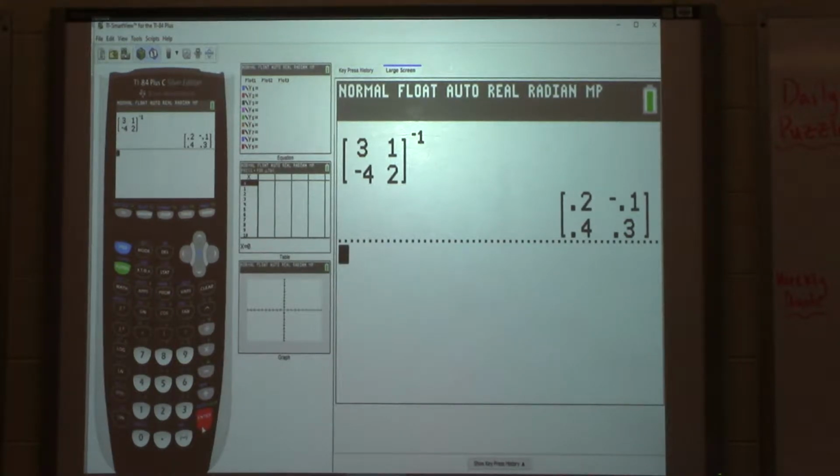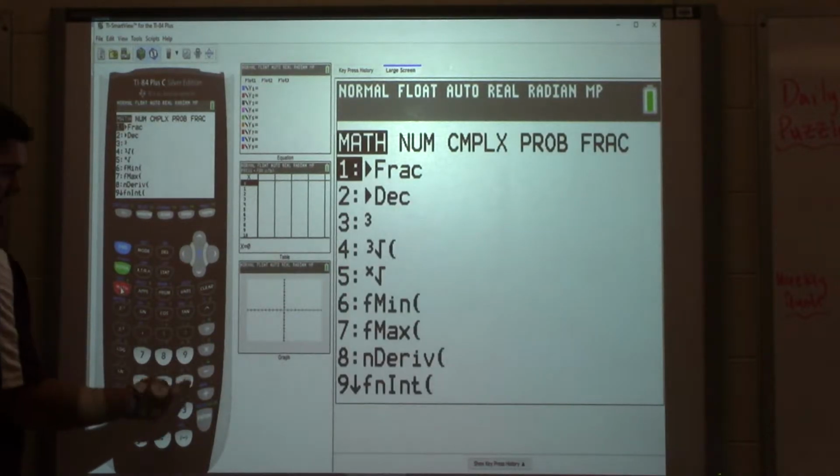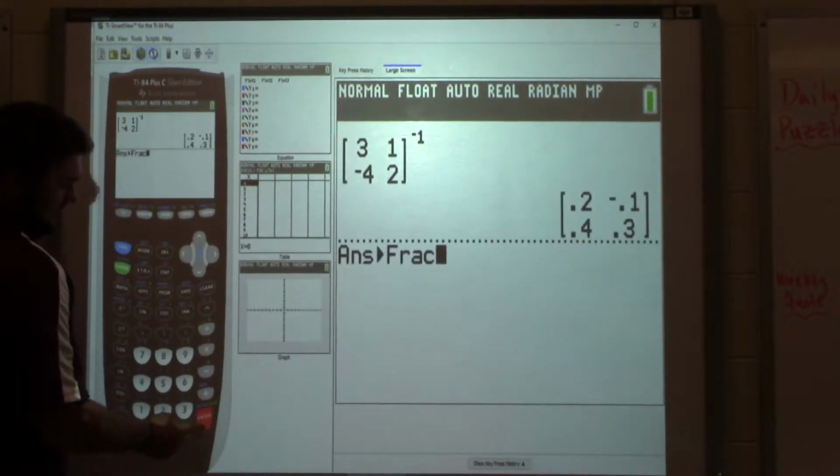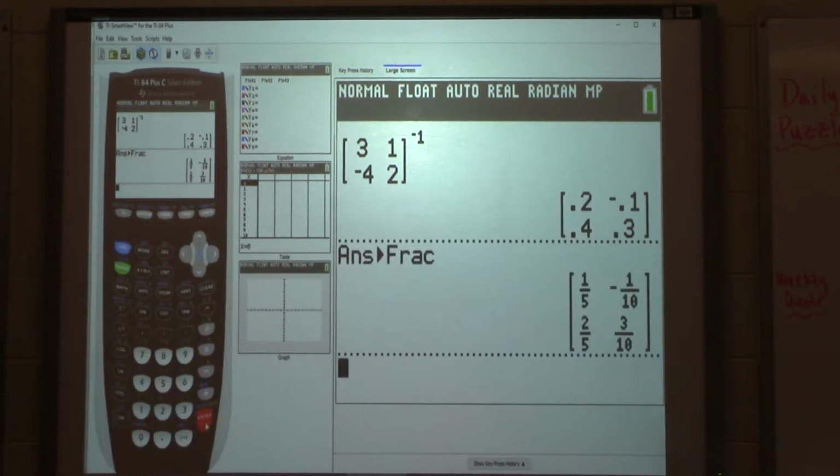Here's another trick too, because it's not always going to be nice decimals like this. You can change it to reduced fractions by hitting math, then Enter on the FRAC. Enter one more time. Boom, you have reduced fractions.